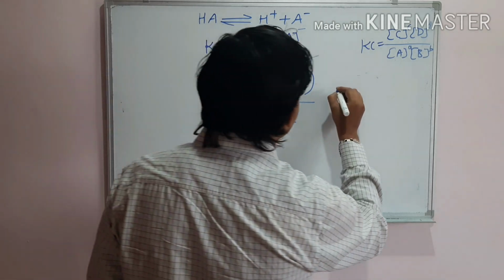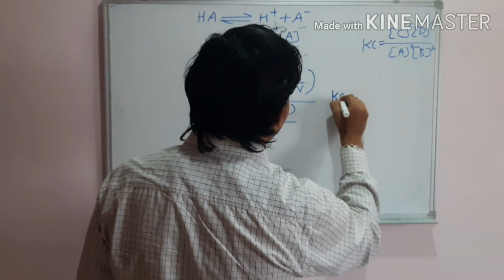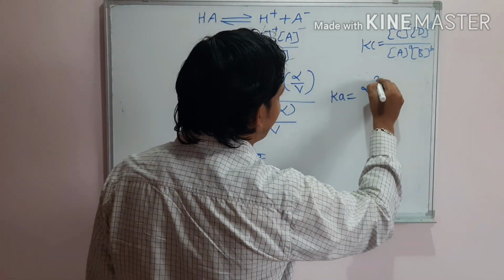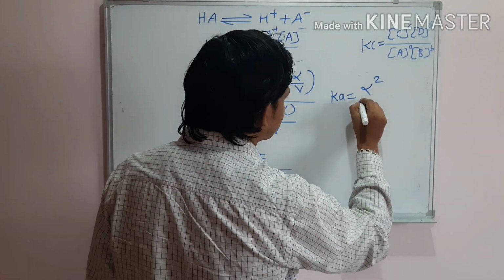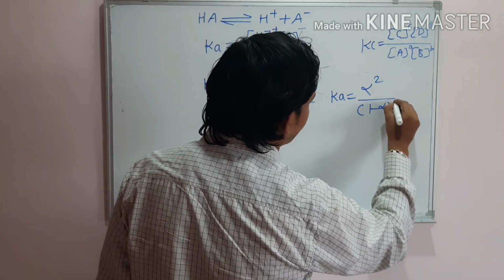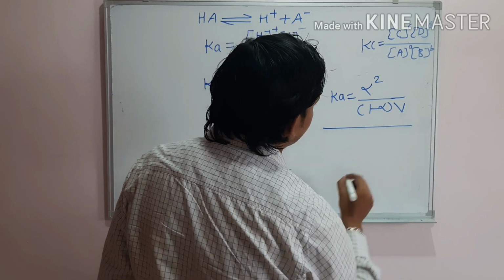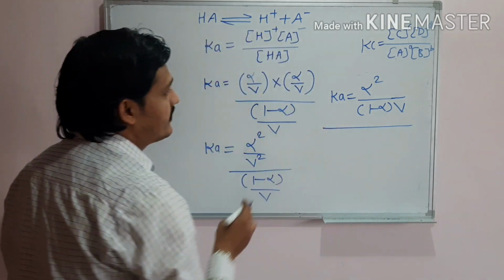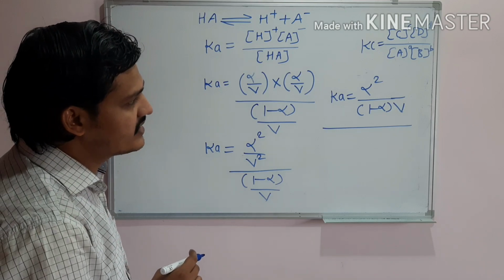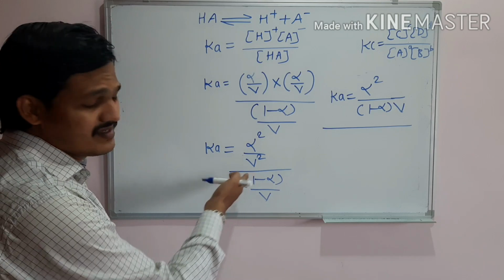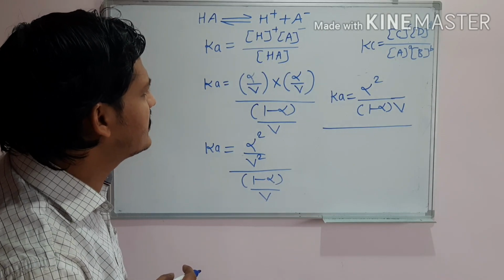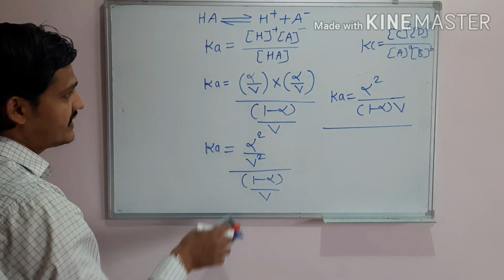So this is our next formula. Ka is equal to alpha square divided by 1 minus alpha into V. You will understand it more easily, this is basic mathematics. This is the next step of this equation. Basic math samajhte. Then what is our next step? So I am erasing that.